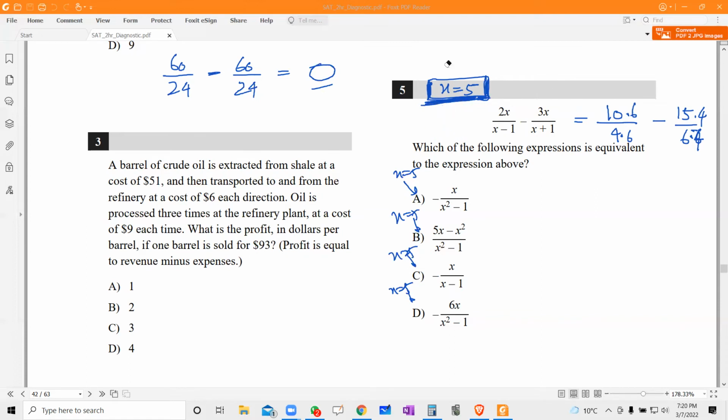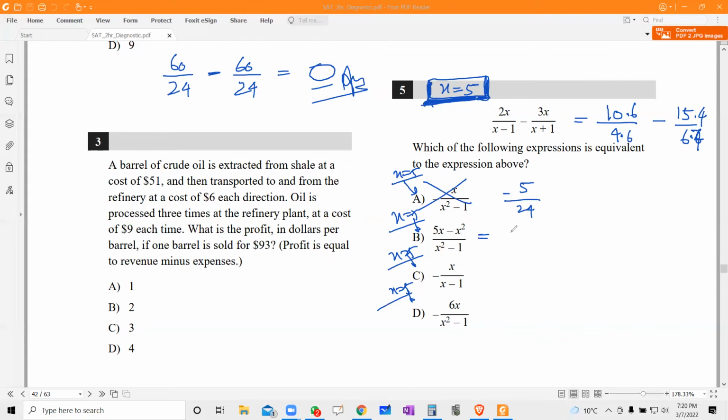So 0 is an answer. Yes, 0 is an answer when x is 5. The option below which equals 0 is the correct answer. Correct. So let us try option A. 5 over 5 squared, which is 25, minus 1, 24. So is it working? Is it option A? No. Nope.